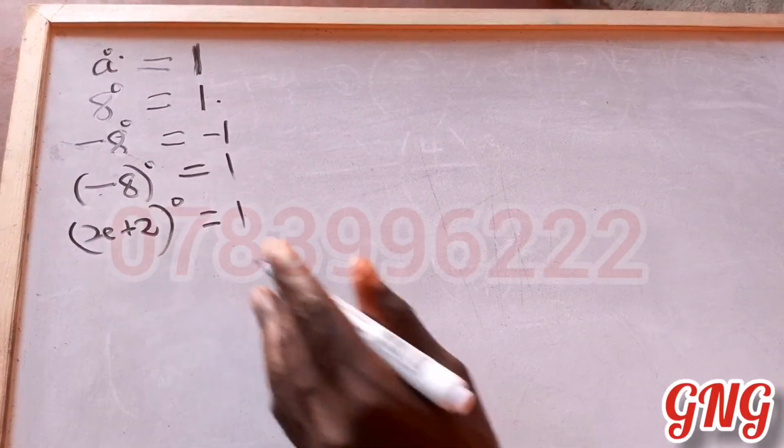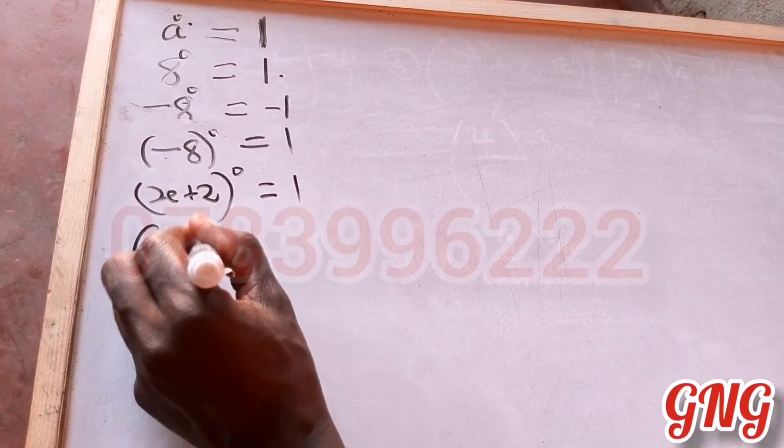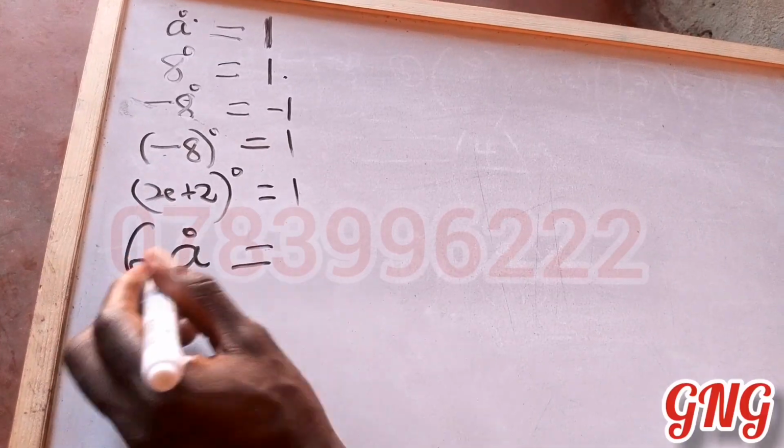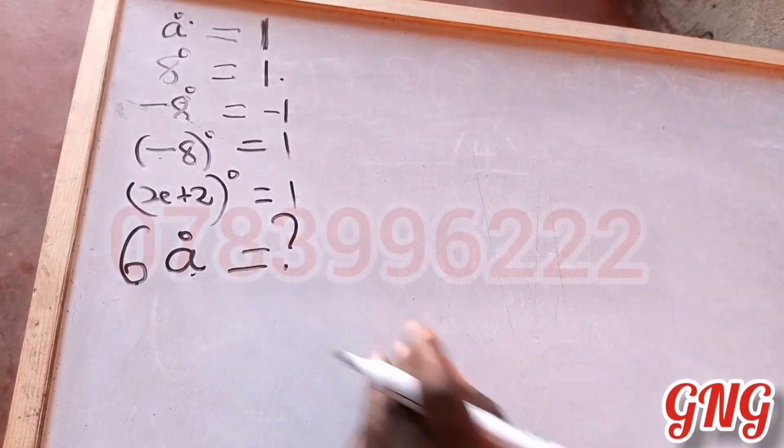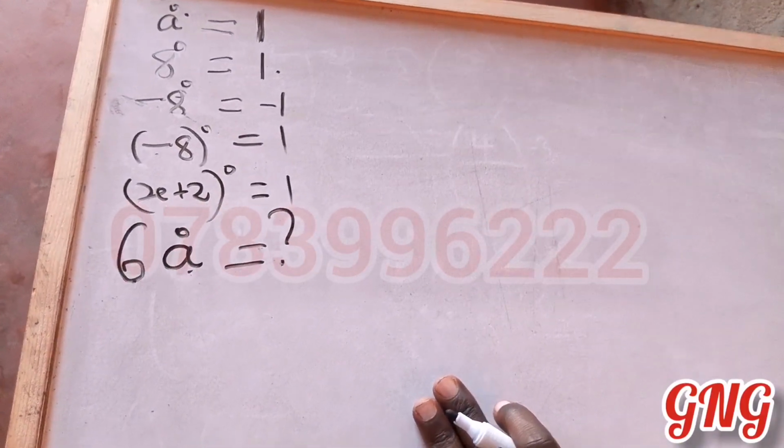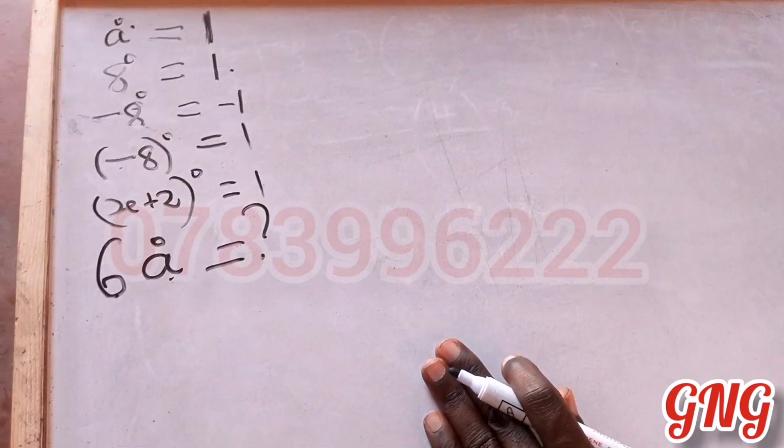Right. I have got a challenging question, guys. What is the value here? 6 8 to the power 0. Give me the answer. So guys, it's very simple.